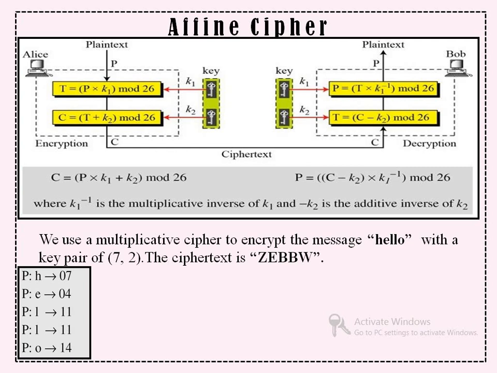But what happens is that there are two in-between steps happening. One uses a temporary value: capital T equals P multiplied by K1 mod 26. The output of that is fed to the second one, C equals T plus K2 mod 26. So basically these two steps use two separate keys, one is K1 and the other is K2. This is the most important portion of the affine cipher which you need to keep in mind.